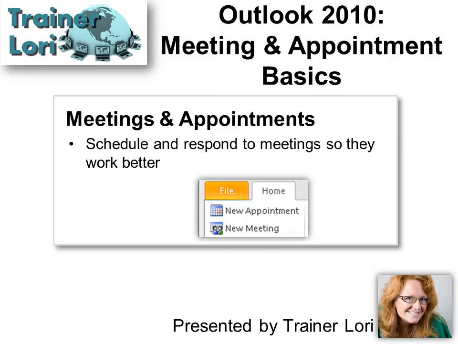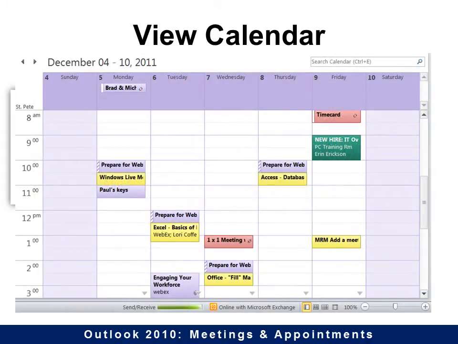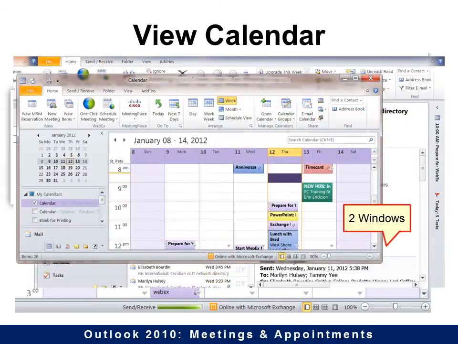Meetings and appointments are what Calendar is best for in Outlook. When you view your calendar, you have an option to right-click on it and open it in a new window. Otherwise, when you open it, your mail or whatever else you have open minimizes. So this is nice if you'd like to have two windows open.